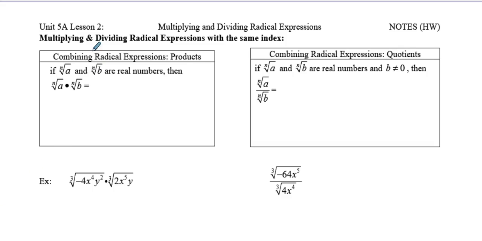All right, let's look here at multiplying and dividing when the indexes are the same. We've done this before with square roots. If the indexes are the same, it's the same principle, right? You just multiply the radicands together, so you get AB, and the index stays the same. We're not going to make this n squared or any crazy thing like that. If the indexes are the same, it stays the same.